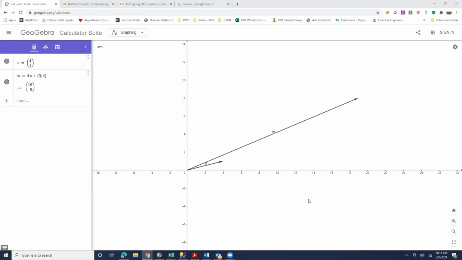Would u be the point where the vector starts? No, u is not the point where the vector starts. u is the vector's name. It's just the name of that vector instead of giving it some other name. So this is u. We took this vector and then we stretched it and rotated it a little bit, right? Does this make sense?